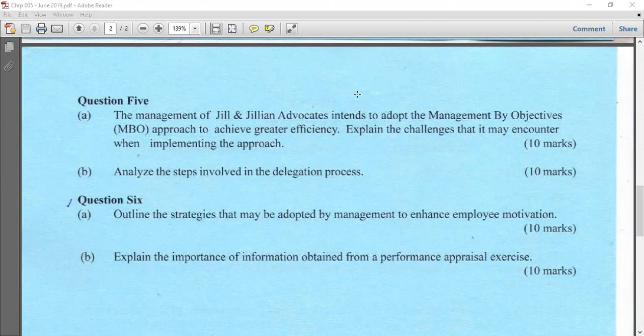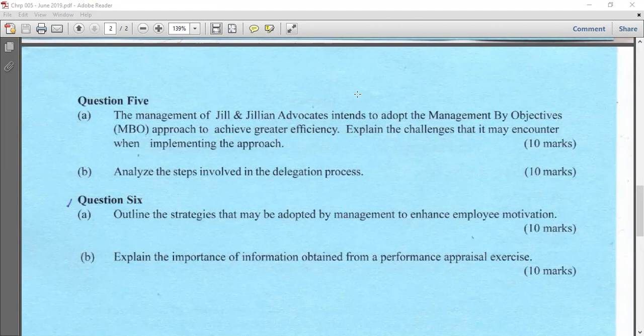Managing stress at the workplace will entail using breaks, leave. Sometimes you may notice an employee is not productive. You ask them to take some days off to cool down and come back. Such can help us motivate our employees.